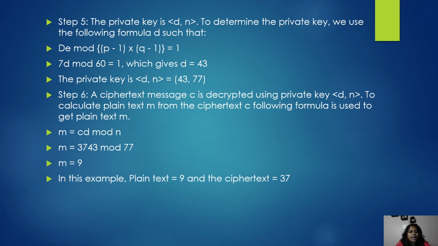Step 6: we apply the formula M is equal to C^d mod n with the numbers which we found. So 37^43 mod 77 gives M equal to 9. This is an example where the plain text is equal to 9 and the ciphertext is equal to 37.